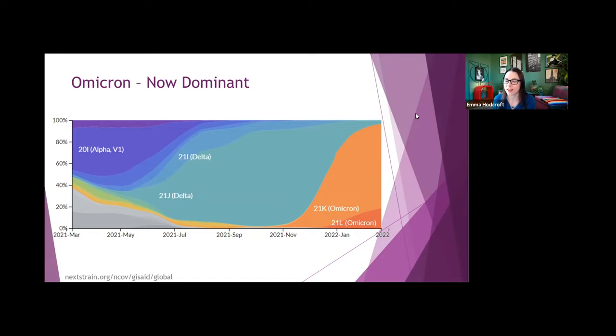So it's still growing in many countries, and sequencing data is always delayed, but certainly it's very effectively pushed out everything else in Europe and in North America. And we expect to see a very similar pattern in other countries as well. But as we've learned, that doesn't necessarily mean there's nothing else out there. I see you've got your hand raised, Martin. Do you want to? It's okay if we interrupt with questions.